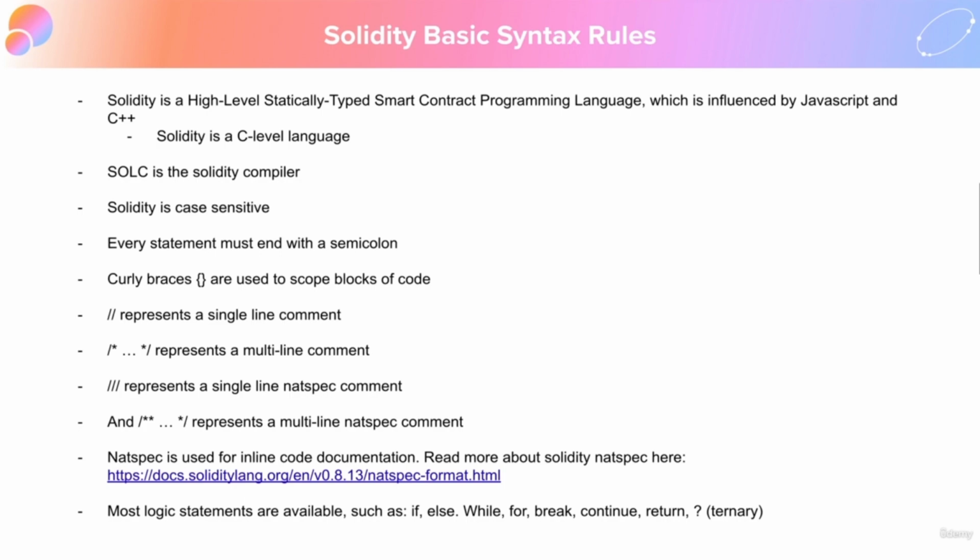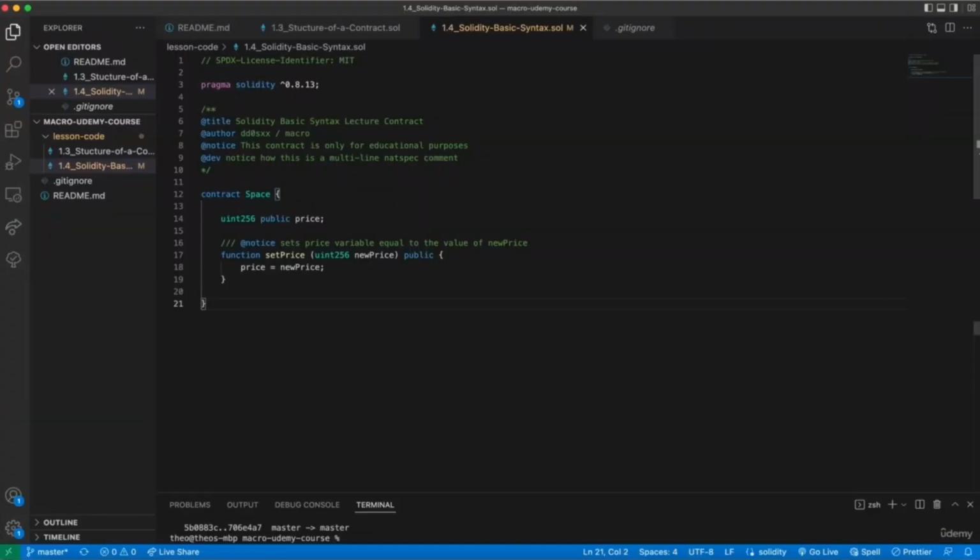Now let's hop into some code. You can see just about all of the rules we've talked about are in this file, even though it is somewhat short. You're familiar with lines 1 through 3, the SPDX license and the pragma solidity statement. Lines 5 through 10 show a multi-line natspec comment. On line 14, you can see we've defined a uint256 public variable called price. On line 16, we have a single line natspec comment, which describes the function on lines 17 through 19. This function, setPrice, takes in a uint256 variable called newPrice. And what this function setPrice does is set our price variable equal to the new price.